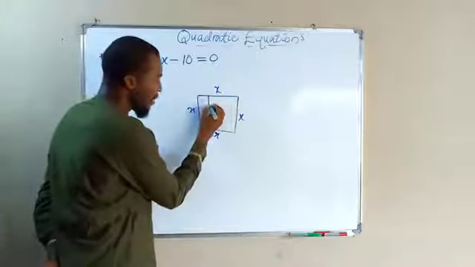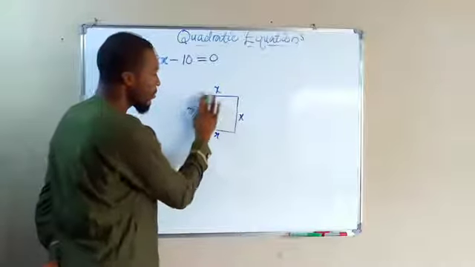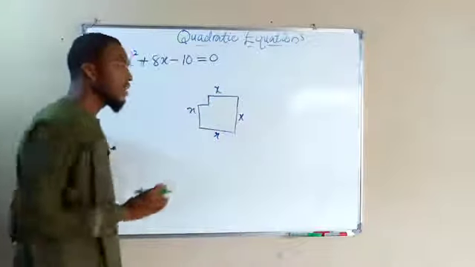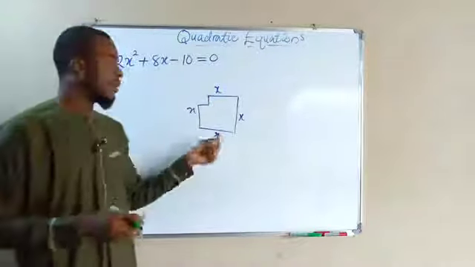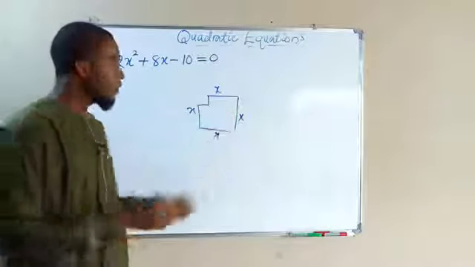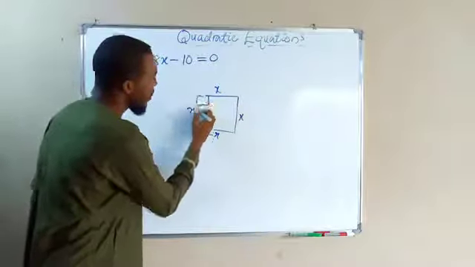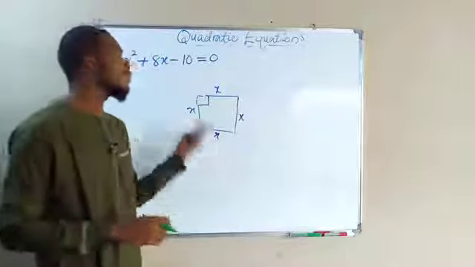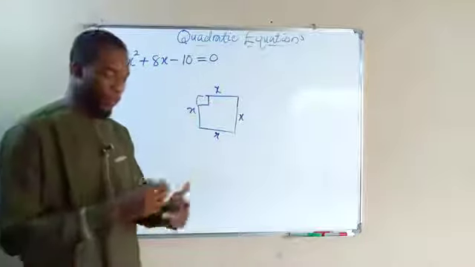But having a plane figure in this form, the square is not complete. To make this plane figure a complete square, you have to fill this side. And that's what we are going to be looking at in this quadratic equation.